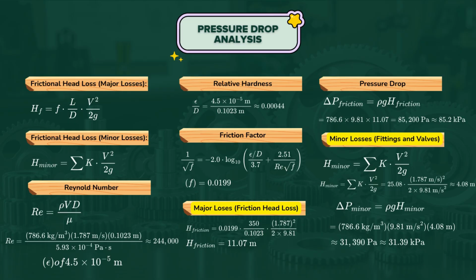The corresponding pressure drop is 786.6 kg per meter cube times 9.81 meter per second square times 4.08 meter equals 31,390 Pascal, equals 31.39 kilopascal.